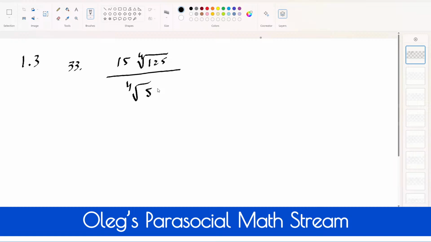And then, so we can go like this. 15 times, we're going to merge them. We're going to say fourth root of 125 over 5. Like that. And then that's going to be here, yeah, 25. So that's going to be here 15 fourth root of 25.